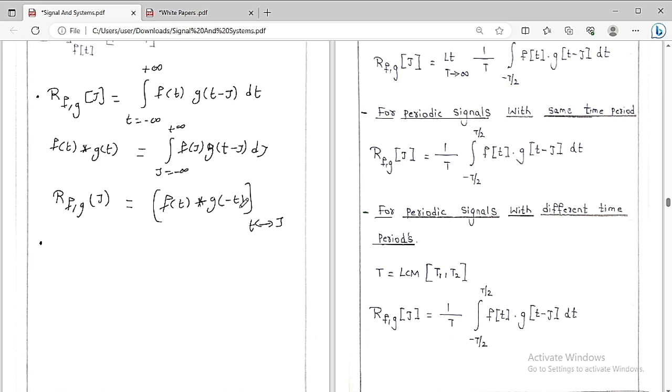Suppose g of t is an odd function, and g of minus t is equal to minus g of t. Because of that, a minus comes here. So we can say correlation is equal to minus of convolution. And what is the autocorrelation? Autocorrelation is doing the same function.